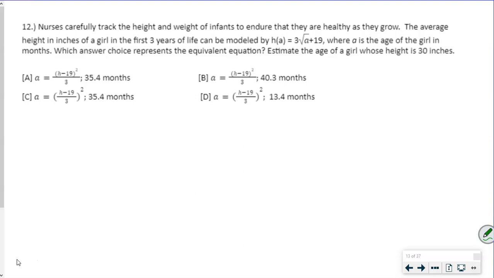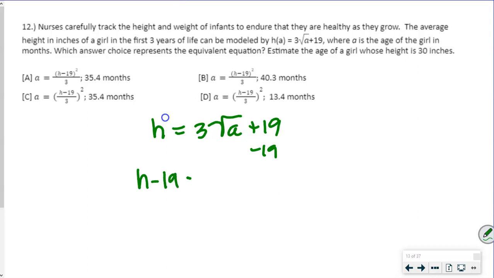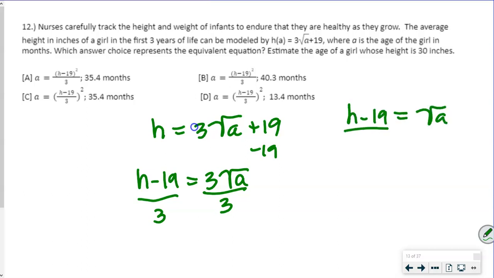So what we need to do is solve for a, right? So we're going to write our original equation, h equals 3 times the square root of a plus 19. Now we want to get a by itself, so the first thing we're going to do is subtract 19 from both sides. That's going to be h minus 19, so that's going to leave us with 3 times the square root of a. Then we must divide by 3. Okay, and so now we have h minus 19 over 3 equals the square root of a. How do we get rid of the square root? We square it, right? So we're going to square both sides. So that's what my a is going to be equal to, because remember, these two cancel each other out.